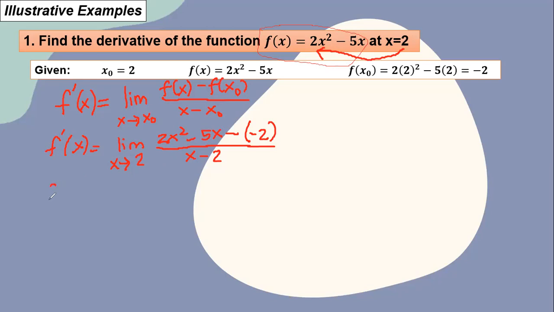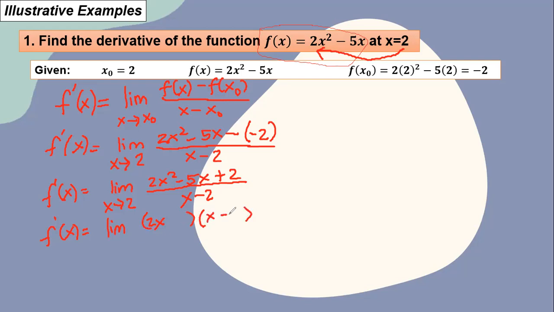Okay, so simplify natin. F of x, that is the limit of 2x squared minus 5x minus negative 2 will become positive 2 all over x minus 2 as x approaches 2. Okay? So, simplify pa natin. Pwede nating i-factor out yung nasa numerator. So, we will have the limit of, okay? So, ano kayang factor niyan?